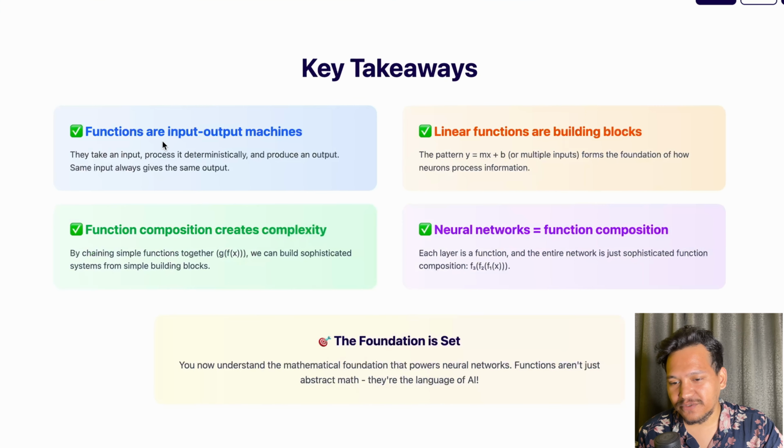Let's recap what we have learned. Functions are input-output machines. We can compose functions by chaining them together. Linear functions follow the pattern y = mx + b. Neural networks are just sophisticated function compositions.